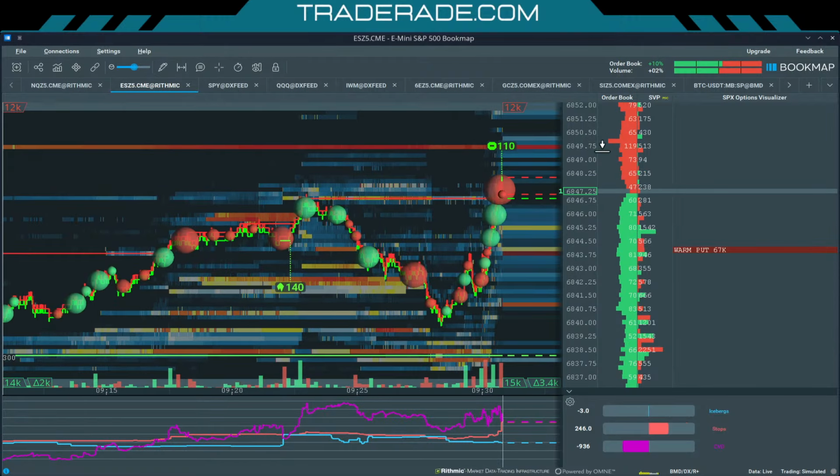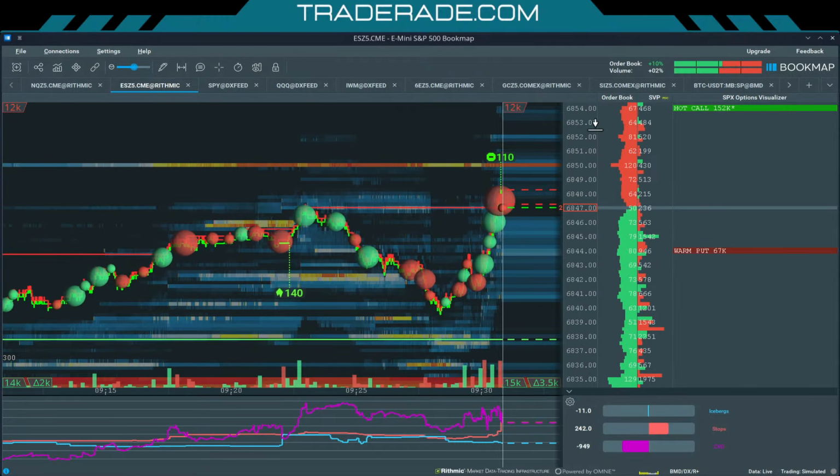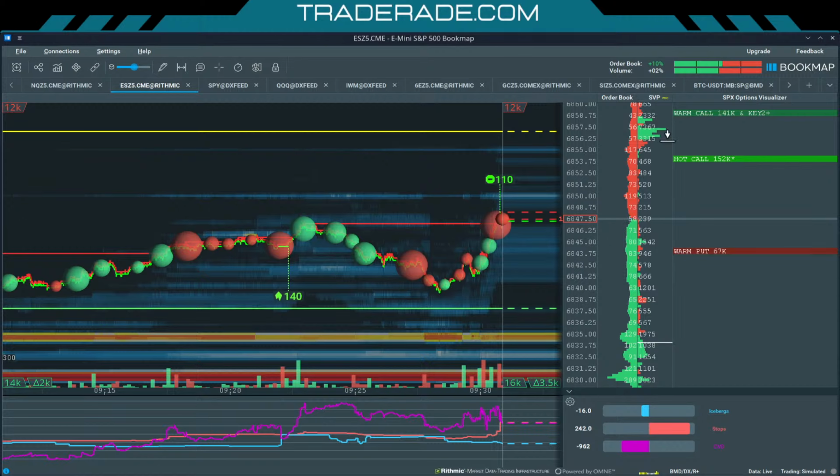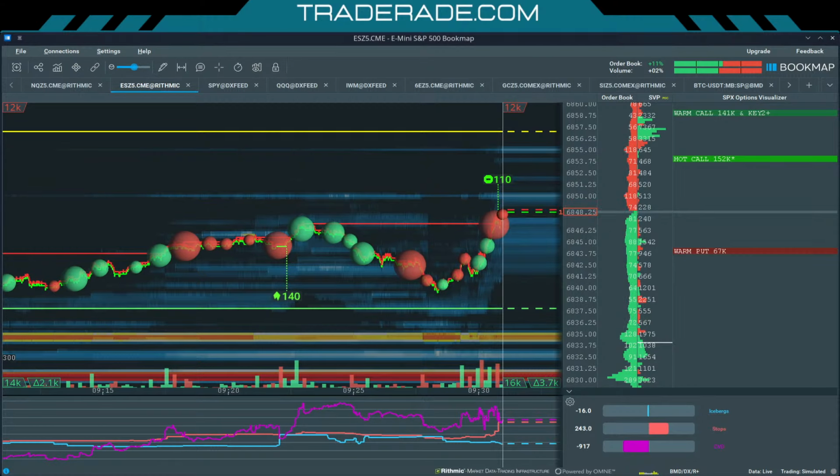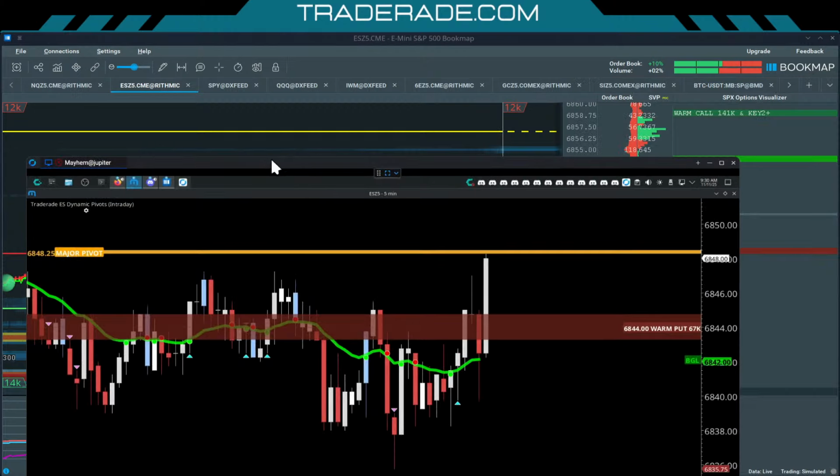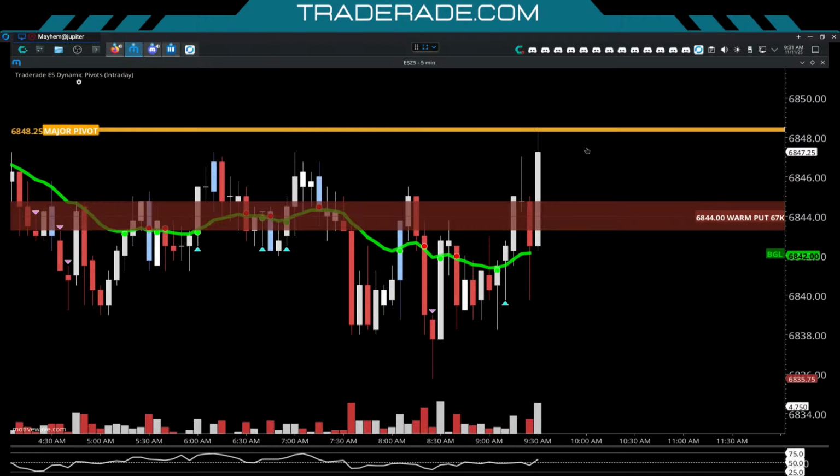$68.48.25. We're seeing a challenge of that level pretty much right off the opening drive. I'm going to show you that on this other chart here. We have it on my pivots chart. You can see that we're just right grinding up against that pivot on the open.